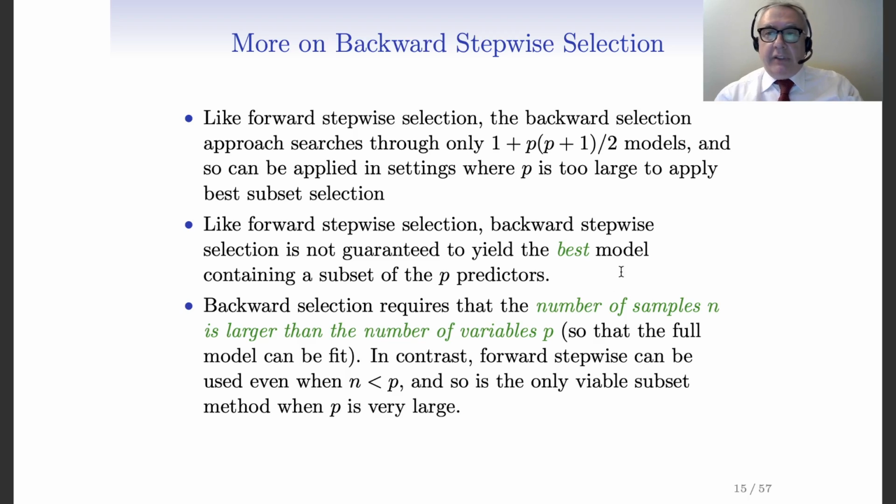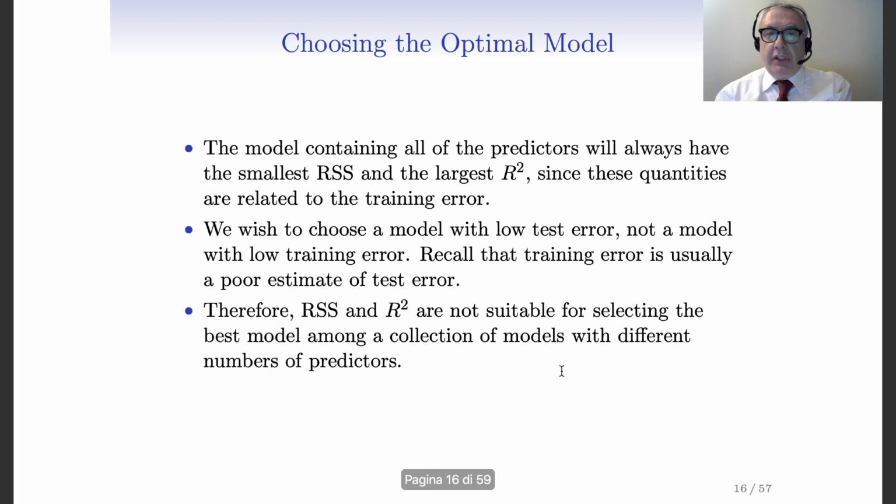However, there is a difference with respect to forward selection because in this case, you must be able to estimate the full model. And if the number of samples n is not at least equal to the number of predictors p plus 1, because you have also to estimate the intercept, the full model cannot be fitted. Unless this happens, you cannot estimate the full model because you have too many unknowns. The full model has p plus 1 unknowns, the intercept and the p coefficients for the p predictors. So you need at least n equal to p plus 1. In contrast, forward stepwise regression can be used even when the number of data is less than the number of predictors. So this is a difference that you should keep in mind.